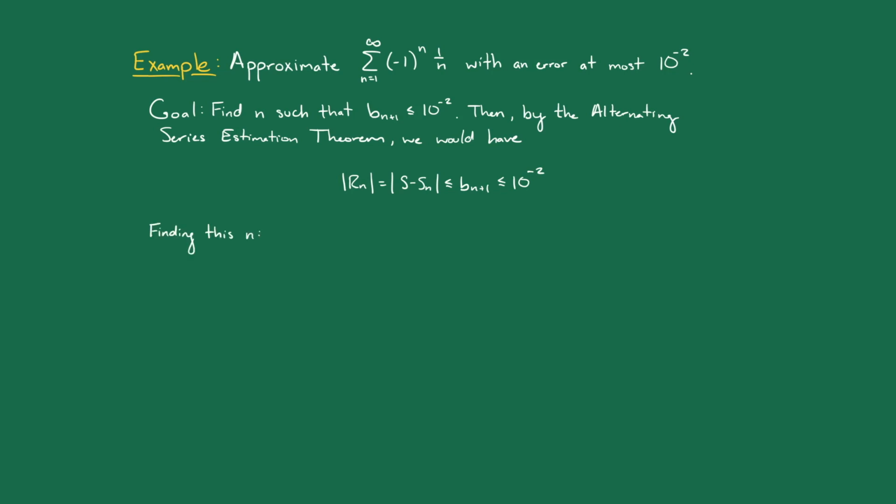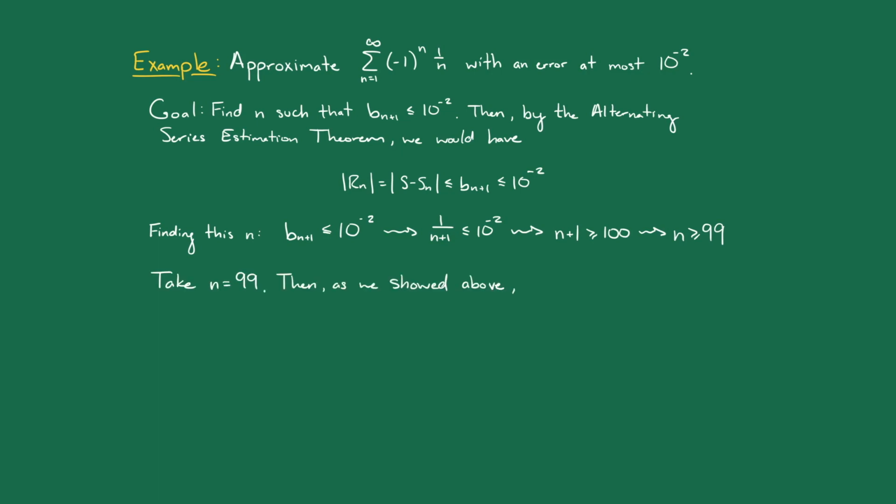Now let's find this n. We set B(n+1) less than or equal to 10^-2, and we solve for n to get that n is greater than or equal to 99. So, let's take n equal to 99. Then, just like we showed above, we have that the error in approximating the sum s by the 99th partial sum is less than or equal to 10^-2.